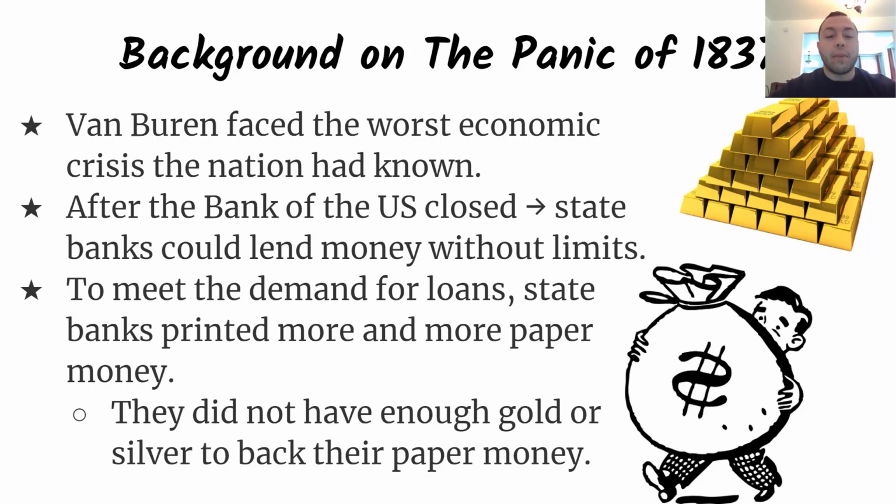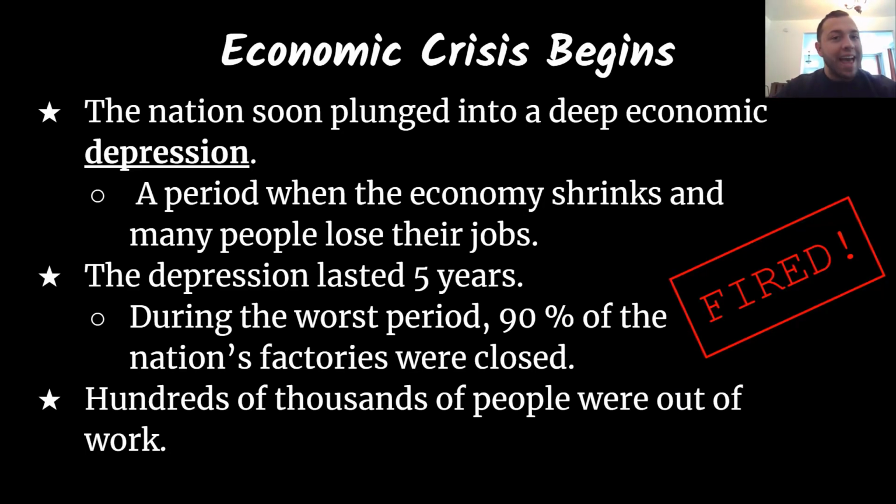When they print more and more money, like I already said, they did not have enough gold or silver to back up their paper money. You have to have enough gold and silver to back up the paper money, or this paper money becomes worthless. So the economic crisis begins. Because of this, soon into Martin Van Buren's presidency, the nation plunges into a deep economic depression.